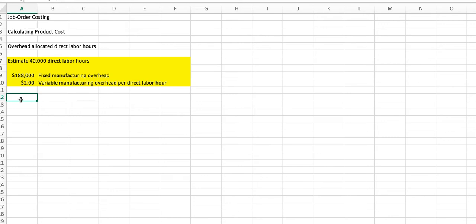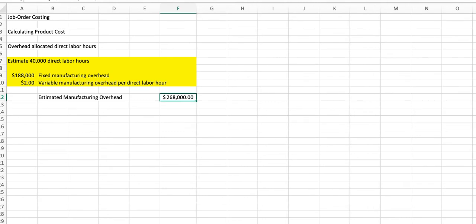If we think that our fixed manufacturing is 188 and we think our variable is 2 per direct labor hour, and we think we have 40,000 direct labor hours, then we should be able to figure out our estimated manufacturing overhead. The way we would do that is we would take our $188,000 of fixed plus our 40,000 hours times $2 per hour, and that would give us our total estimated manufacturing overhead. I always forget that my Excel doesn't like commas in the formula. So $268,000 is our estimated manufacturing overhead.